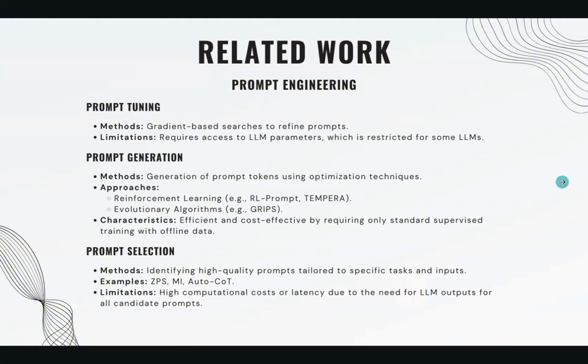And then prompt generation, which is generation of prompt tokens using optimization techniques. There are two approaches, reinforcement learning and evolutionary algorithms. This method is efficient and cost-effective by requiring only standard supervised training with offline data. And prompt selection, the method of identifying high-quality prompts tailored to specific tasks and inputs. For example, auto chain of thought. And it has limitations, for example, high computational costs or latency due to the need for LLM outputs for all candidate prompts.